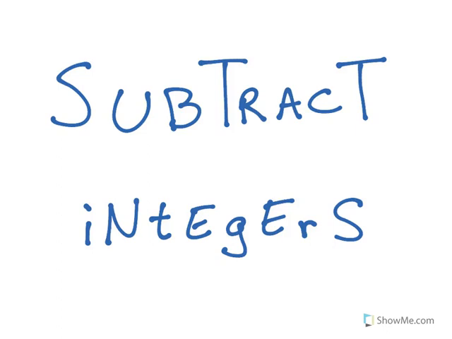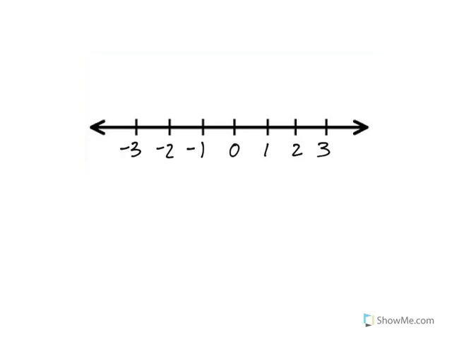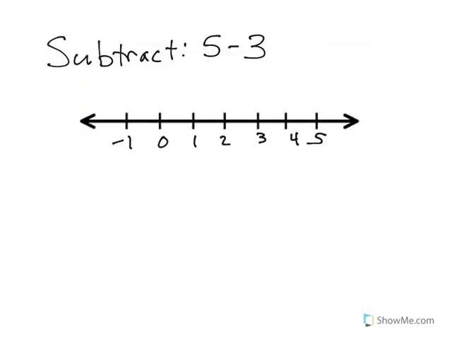Let's subtract some integers. This is good times, good times. First, what is an integer? Well, an integer is positive and negative numbers, including 0, that fall on a basic number line. Okay, so no decimals, no fractions, just numbers on the number line: positive, negative, and 0.